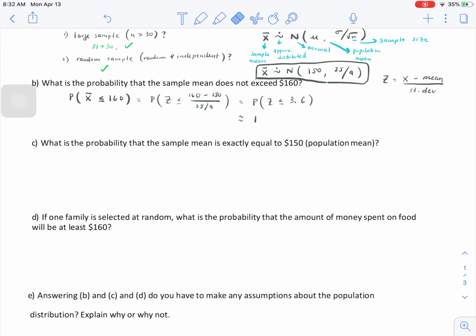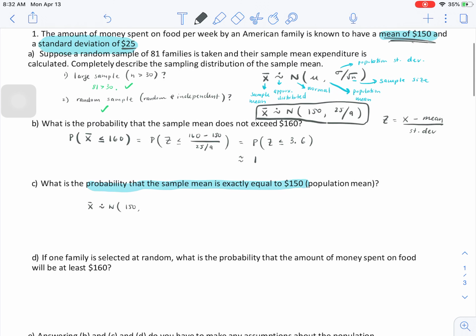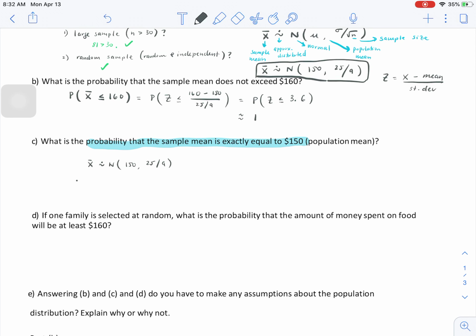Let's move to part C. Part C, we want to find the probability that the sample mean is exactly equal to 150. So we know, as a reminder, the sample mean is approximately normally distributed with mean 150 and standard deviation 25 over 9. The normal distribution is a continuous distribution.